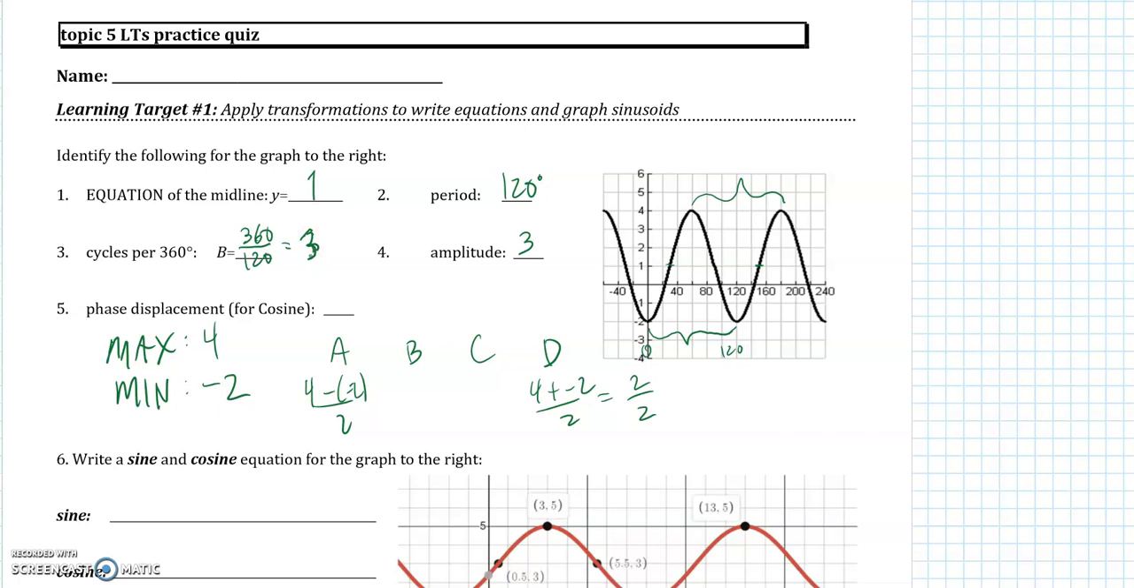Last but not least, looking at phase displacement for cosine. Phase displacement is our horizontal translation, or horizontal slide, and for cosine, what I'm looking for is the reference point. Cosine starts at the max, sine starts on the midline. So I'm looking for the first maximum to the right or to the left, and it looks like this would be the easiest one to identify. And so from the y-intercept, that's how far it's going to slide. According to the scale, 60 degrees. So C is positive 60 degrees.